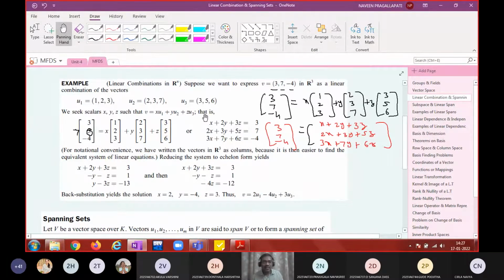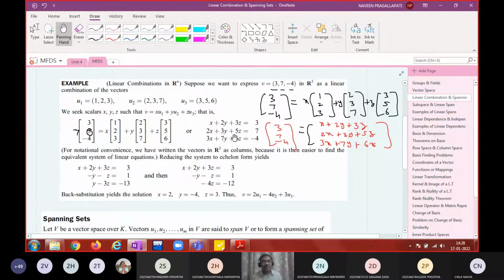And what are these three equations together called? System of equations. What kind of system of linear equations? See the right hand side values. Are they zero or non-zero? Non-zero. So what kind of system of linear equations are they? Non-homogeneous system of linear equations.